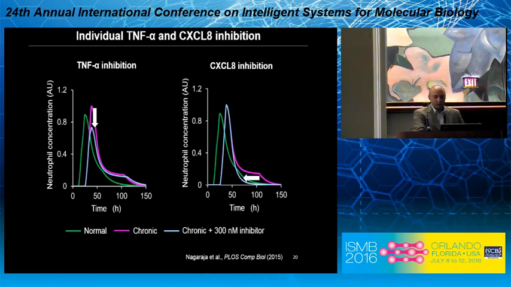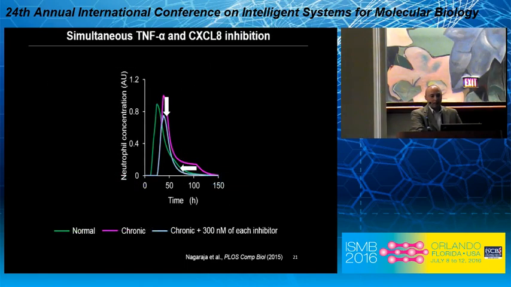And looking at these results, one natural question that comes to mind is, can we modulate both the peak height and the resolution time at the same time? Well, these results suggest that perhaps we should inhibit both TNF-alpha and CXCL8 simultaneously. This is exactly what we tried in our model. The result is in the slide, and we can see that indeed the peak height goes down and the tail of the inflammation time course is shifted to the left.